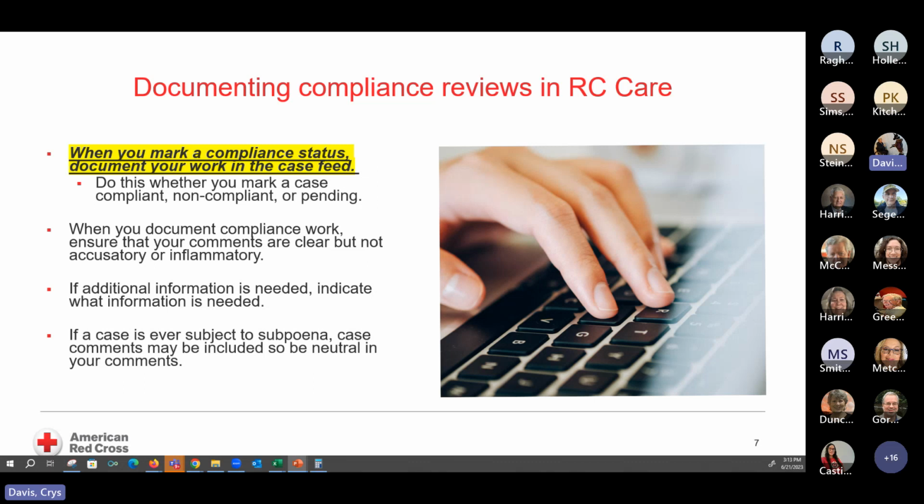Because if the case is ever subject to a subpoena, it's possible that all those comments may be included in that subpoena. And so maintaining that neutrality is really important because we are not judge and jury at any point in our dealings with our clients. Even if they are committing fraud, that is up to law enforcement and the legal system to handle and adjudicate. Any questions about that?